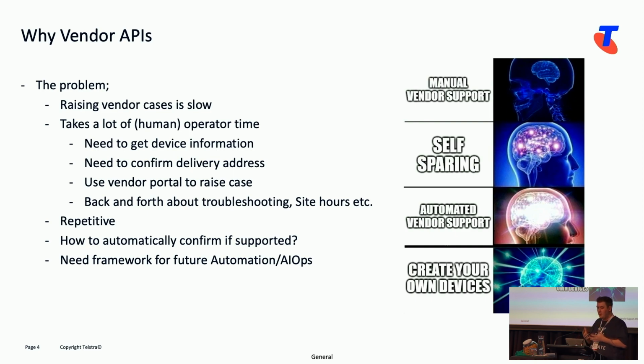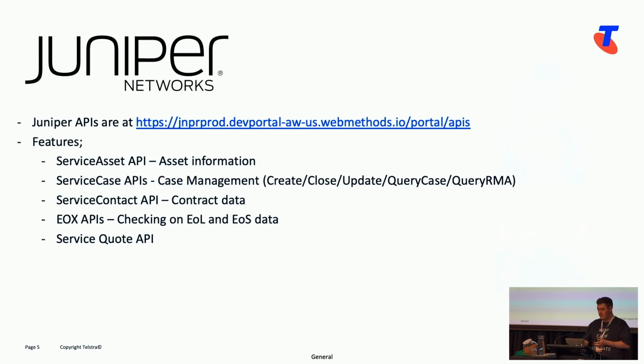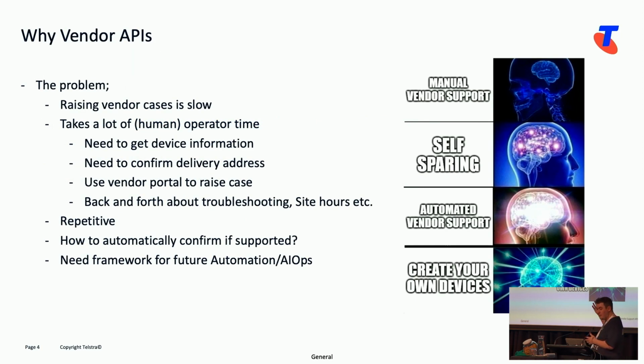This model is very repetitive, and there's a high potential for automation. Above, I've got an overview of the maturity levels. At the top, we've got manual vendor support, self-sparing, and then automated vendor support. And down the bottom there, we have Lincoln and his AWS team creating their own devices. So let's run through some of the API options that the major vendors do offer that you can use.